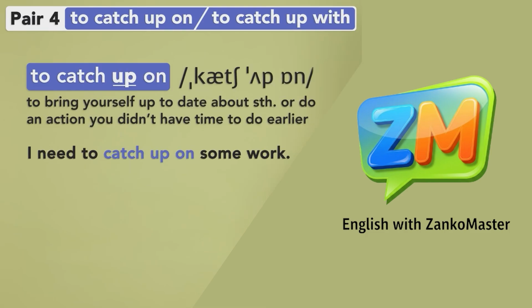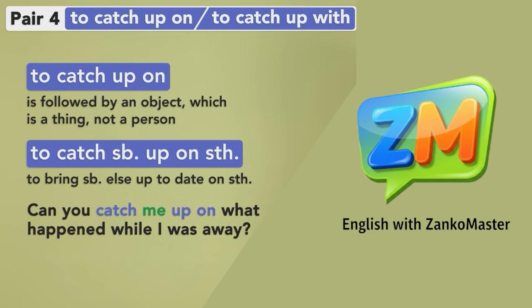Now let's take a look at some three-part phrasal verbs, to catch up on and to catch up with. If you catch up on something, you either bring yourself up to date with something or you do an action that you didn't have time to do earlier. For example, I need to catch up on some work. Catch up on is followed by an object, which is a thing, not a person. However, we do say that you catch somebody up on something, and that means that you help bring someone else up to date on something. For example, can you catch me up on what happened while I was away?